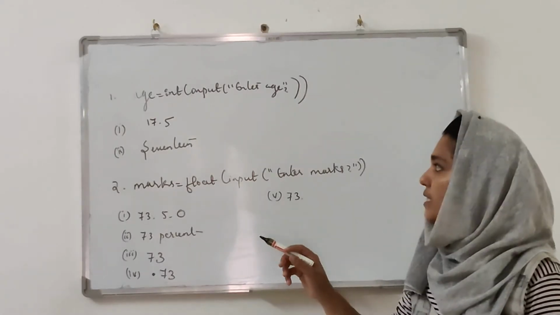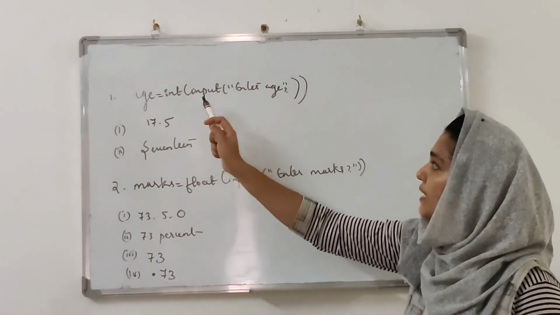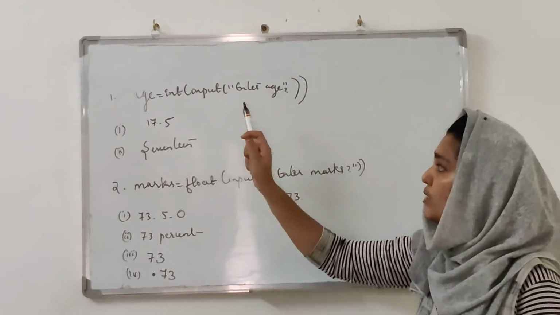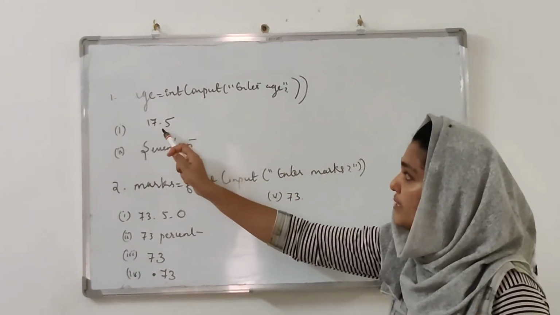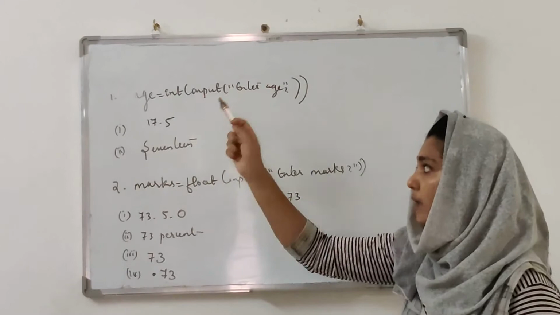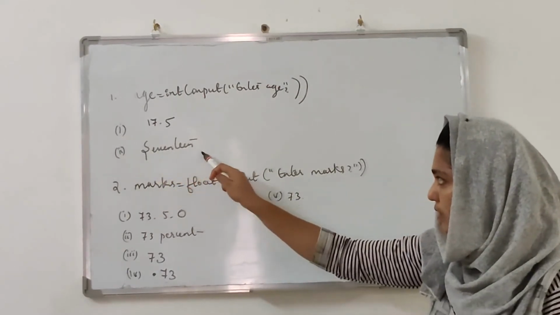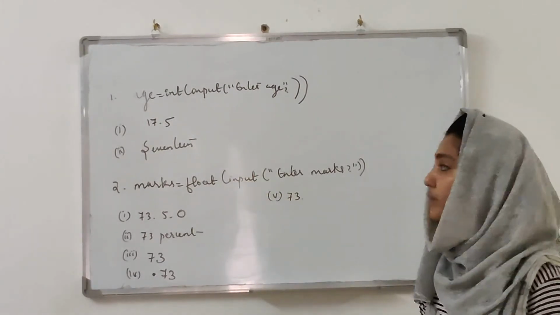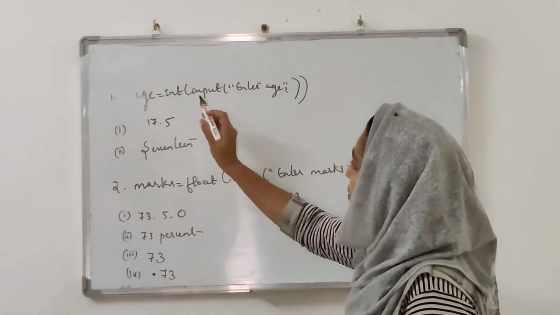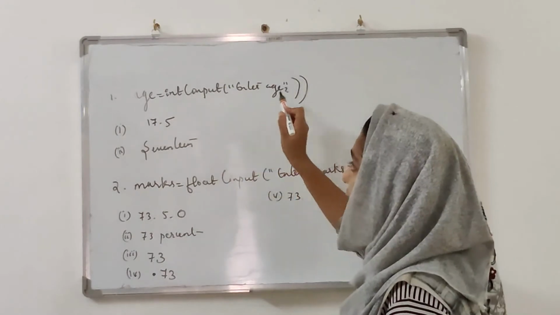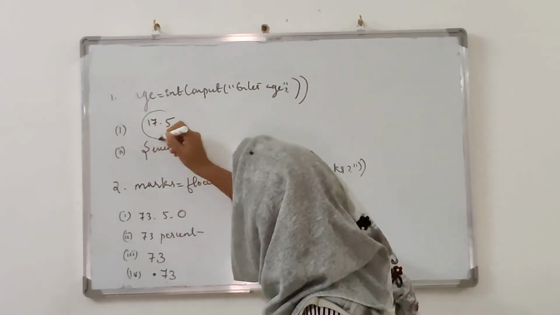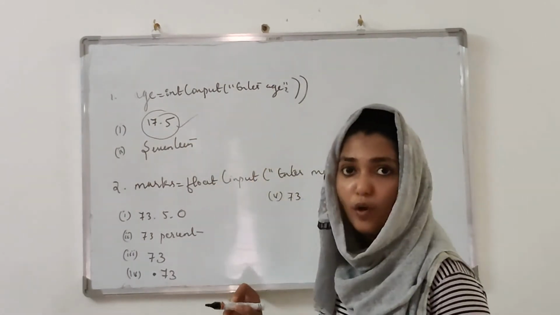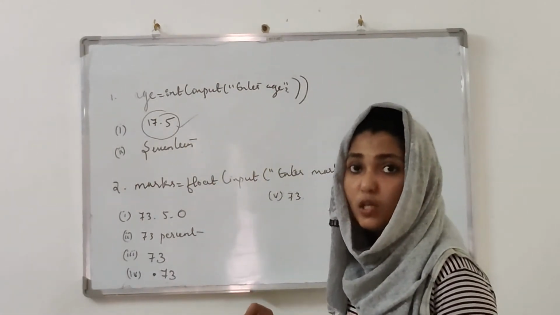Look at some questions. The first one is age = int(input("Enter age")). This is the statement. One user enters the value 17.5 and another user enters the value in character form, 17. Will it work or not? So the first question: age = int(input("Enter age")) and a user is entering 17.5. We know that 17.5 is a floating point value. It is not an integer value.